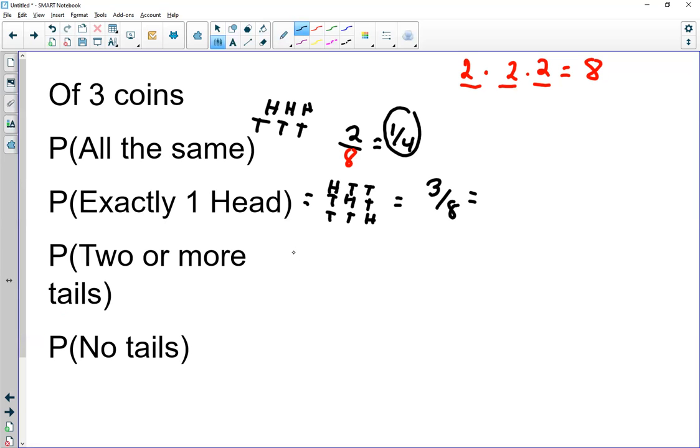What if it's HTT? What if it's THH? Would you give us more than 3 coins for this? Only 3, because after 4, it's 16 possibilities, and you have to list a lot. All right, 2 or more tails.